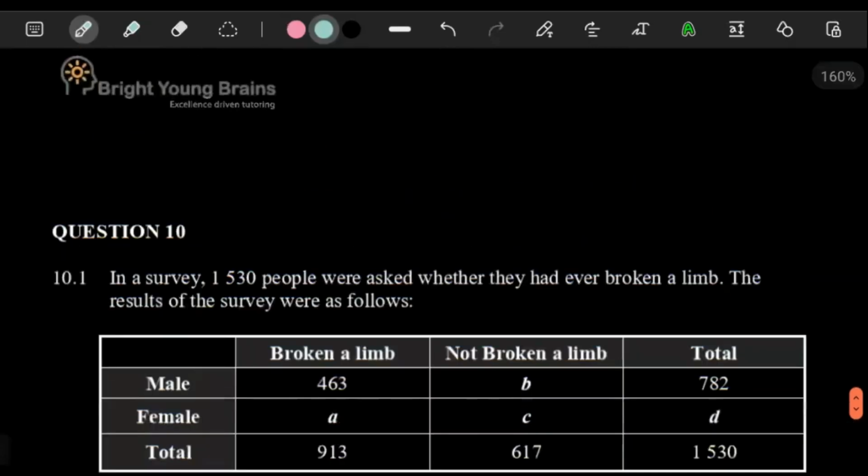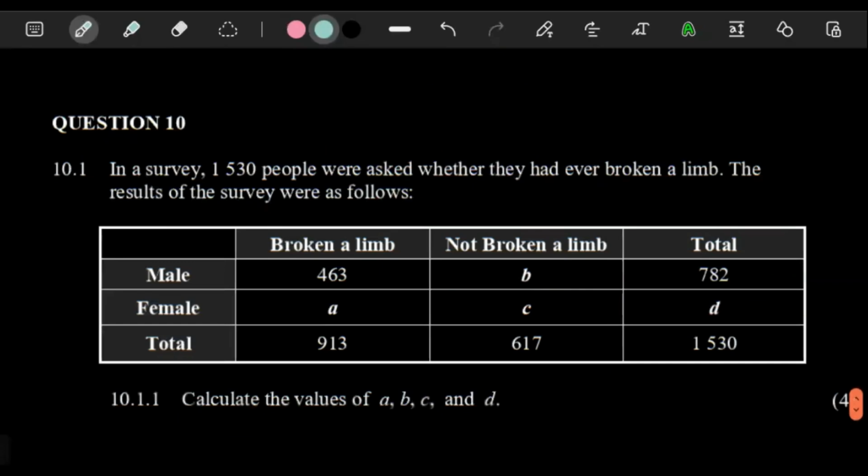Question 10 here, we have probability. It says the following. In a surgery, 1,530 people are asked whether they had ever broken a limb. Then they said here, the results of the survey were as follows. Okay, so broken a limb, 400 people that have broken a limb, people that have not broken a limb, and then the totals here. Here we have males, and then we have females, and then we have the totals. Quite interesting. Here it says calculate the values of A, B, C, and D. This is not too difficult. We actually just need our calculator because remember from left to right, the totals add up to these numbers.